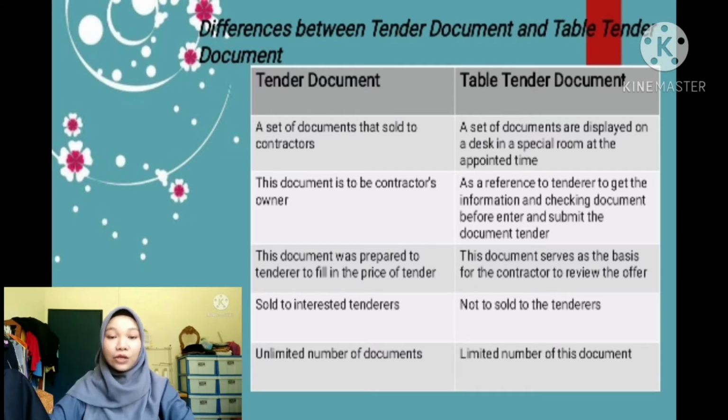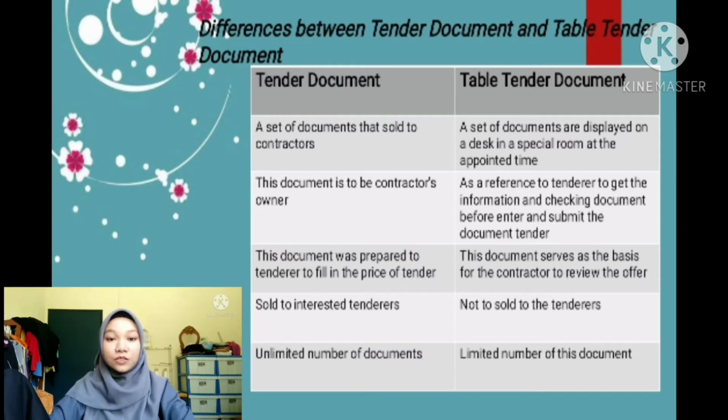Next, tender document is to be the contractor's own, while table tender document is a reference for the tenderer to get the information and check the document before entering and submitting the tender document. Besides that, tender document is prepared for the tenderer to fill in the price of tender, while table tender document serves as the basis for the contractor to review the offer.